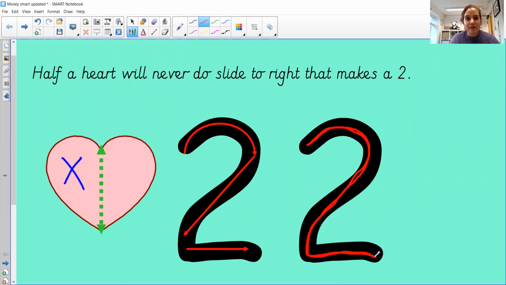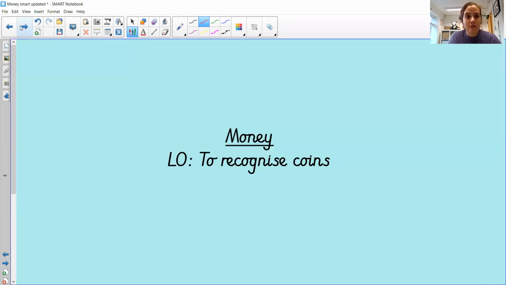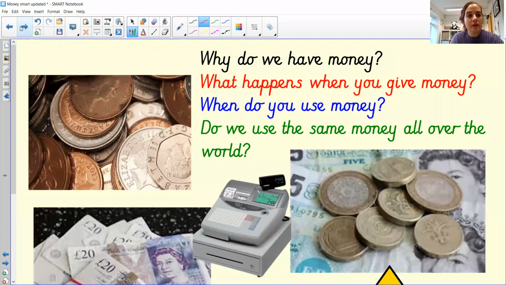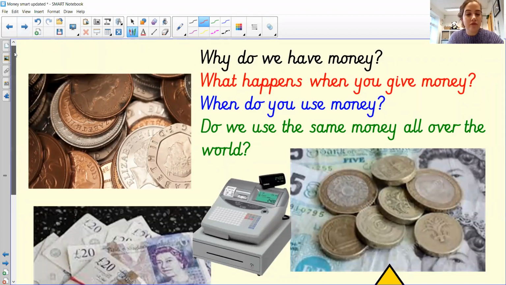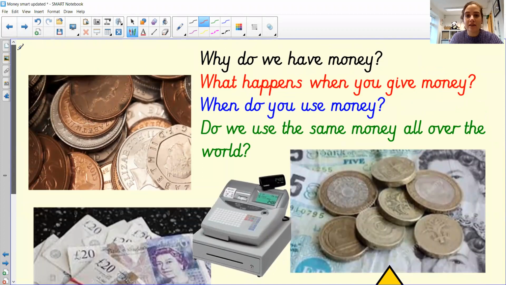Brilliant stuff. Did you have lots of fun practicing your 2s? It's always good for us to get our maths brains warmed up to start our lessons. So we're going to be looking at money this week, and we're going to explore when and why we use money and recognizing different coins. So why do we have money? What happens when you give money? When do you use money? And do we use the same money all over the world? So pause the video now and have these discussions at home or at school.